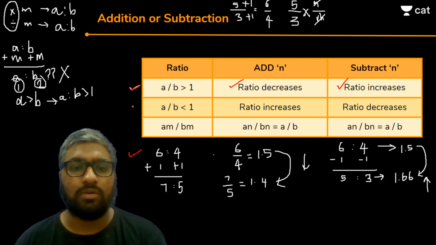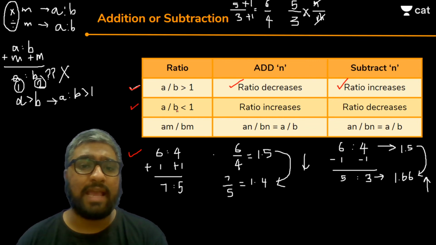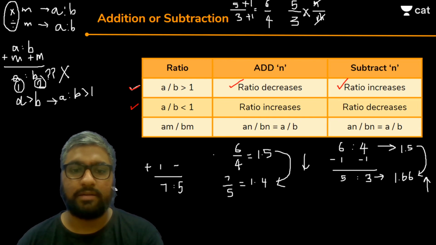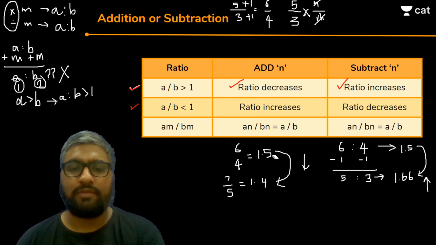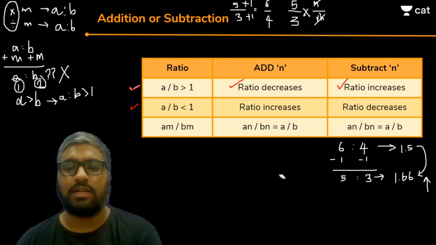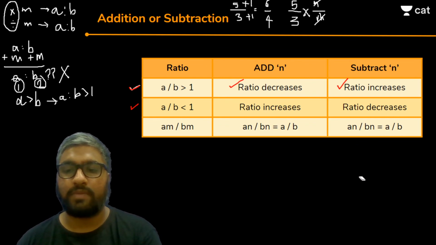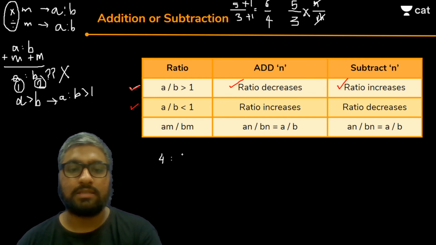Now let's look at the second rule. What does the second rule say to us? That if a is to b is less than 1, I'm going to erase this example part. If we take a ratio that is less than 1, the numerator must be smaller than the denominator, or in other terms, the first term should be smaller than the second. So instead of 6:4, let's now consider 4:6. If I were to add the same number to both, +1, +1, this would become 5:7.